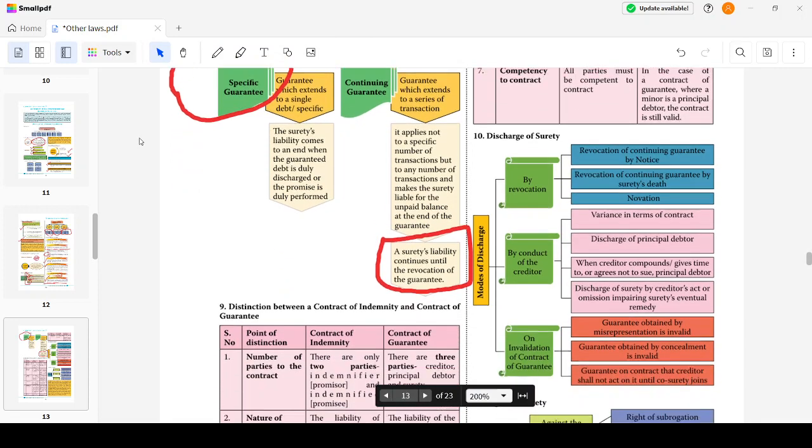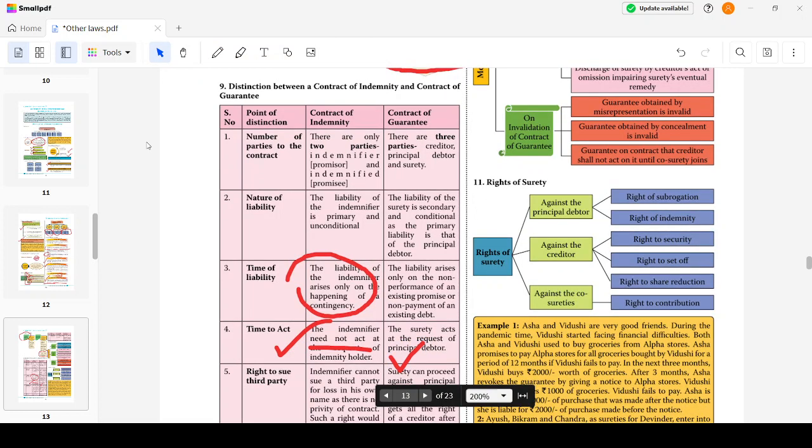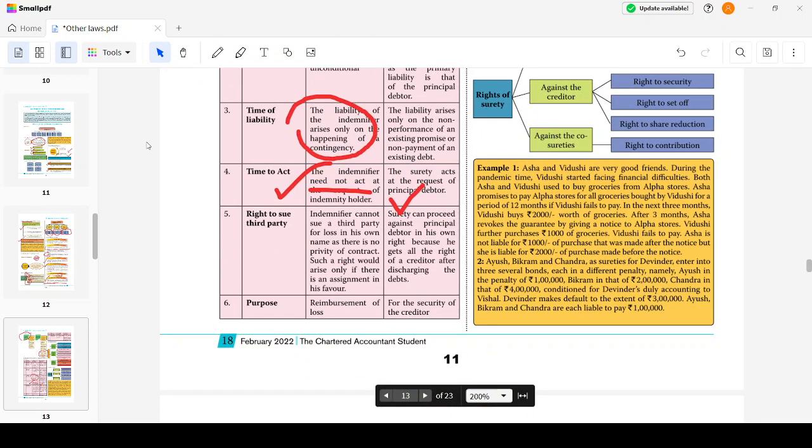Distinction between the contract of indemnity and contract of guarantee. The number of parties: indemnity has 2 parties, guarantee has 3 parties. Nature of liability: the liability of the indemnifier is primary and unconditional, while that of the surety is secondary and conditional. Time of liability: indemnity only in the case of contingency, guarantee only in the case of non-performance. Request to act: the indemnifier need not act at a request, while the surety acts at the request of the principal debtor. Right to sue the third party: the indemnifier cannot sue the third party in his own name for the loss, but the surety can proceed against the principal debtor. Purpose: this is the important difference. Indemnity is for reimbursement of loss, while here it is for security of the creditor.